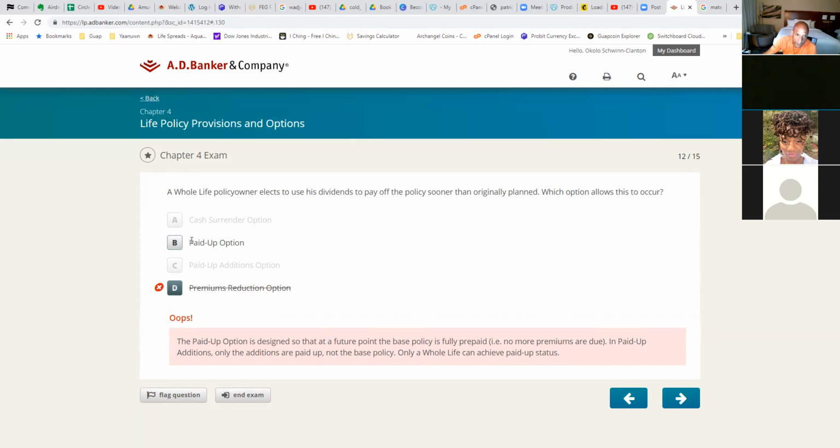So the paid up option allows you to take the dividends and then pay the policy sooner. So I think that is what that means. And this was just something to throw the word in there to confuse us. So the paid up option is designed so that at a future point, the base policy is fully prepaid. For example, no more premiums are due. In paid up additions, only the additions are paid up, not the base policy. Only a whole life can achieve paid up status.